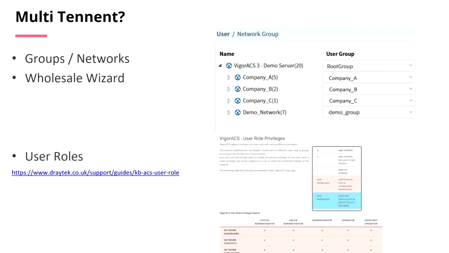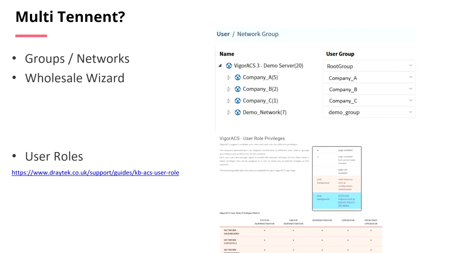The question is about multi-tenant. If you wanted to have your customers being able to log into the ACS server, the question is how can you segregate them, and is that possible? The answer is yes, that's very possible. We have different groups and networks, so you can create a group, and a user can be a member of one or more groups. So you could have your staff be members of all the groups, and then you could have individual customers assigned to a group with a network assigned to that group.